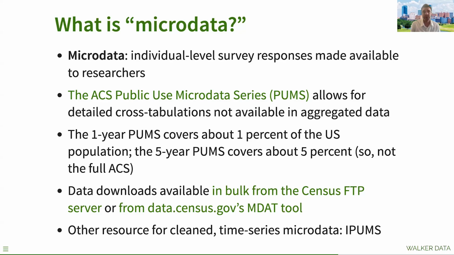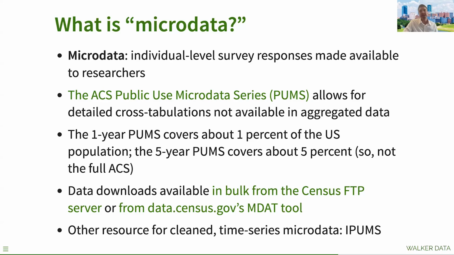The microdata reflect individual-level survey responses made available to researchers. They are privacy protected and anonymized, so you're not going in and getting a record where you can say, oh, that's this specific person. But it allows you to get individual-level records that, because all of the different responses to all of the ACS questions are associated with an individual record, let you do much more detailed cross tabulations than what's available publicly in the published tables.